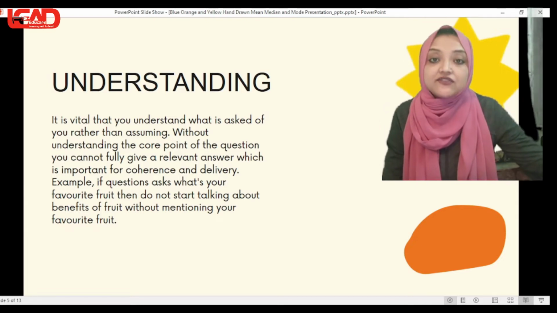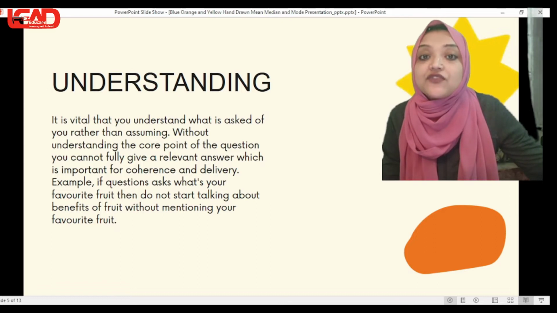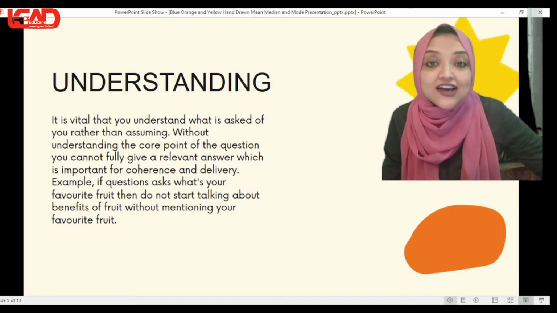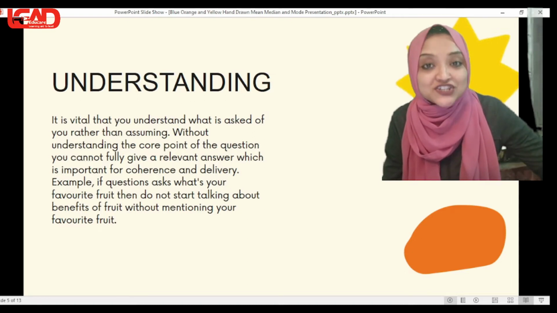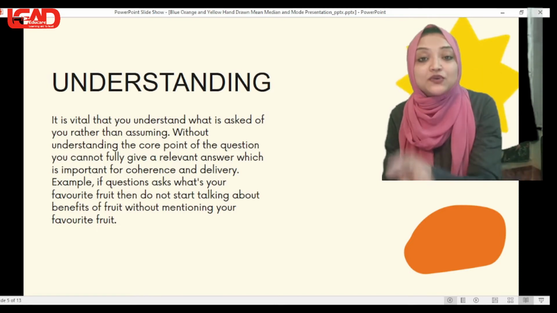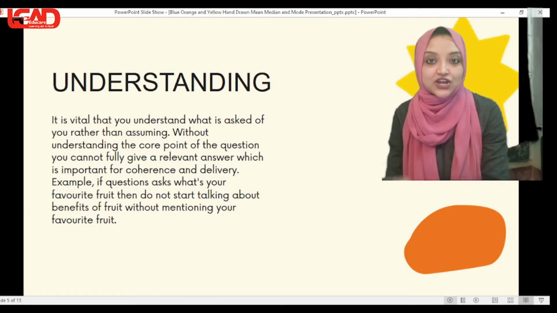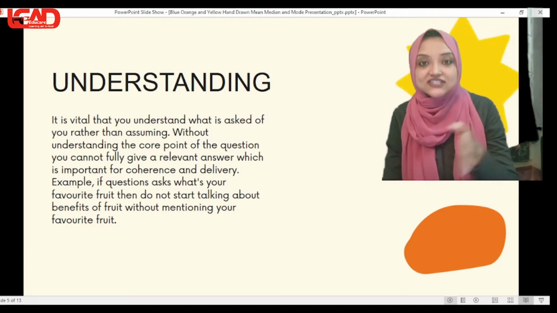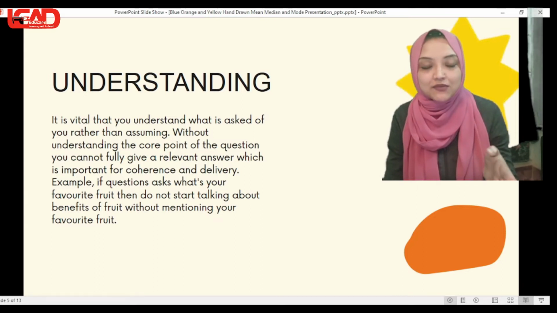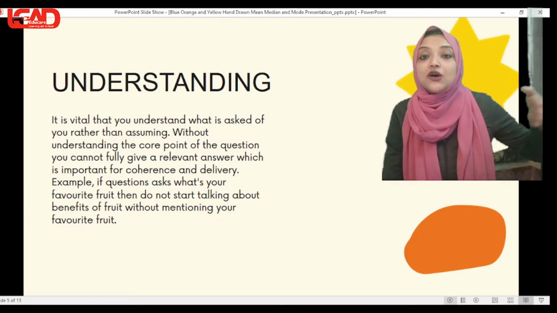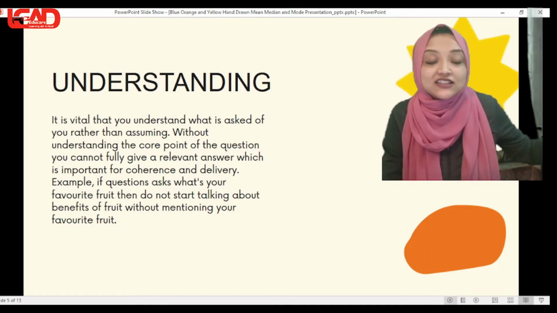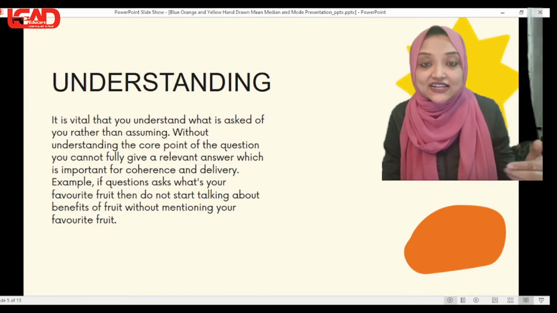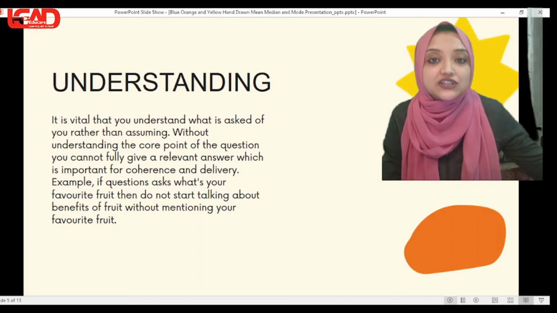For example, if the examiner asks you, what is your favorite fruit? And you focus only on the keyword fruit, then there is a high chance that you'll start talking about fruit in general and miss the part that the examiner was asking you about your favorite fruit. If you're asked that question, only answer, what is your favorite fruit? Don't start talking about benefits of fruit or why we should have fruit or what are the famous fruits of your country. The question is, what is your favorite fruit? So understand and deliver your answer according to the question.